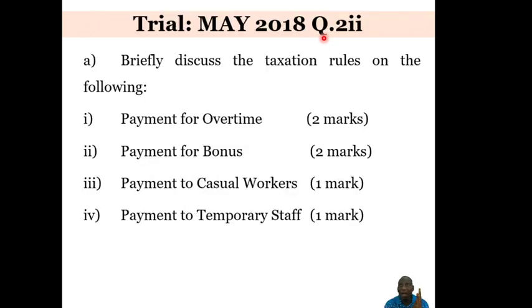So these are some trial questions, May 2018. Briefly discuss the taxation rules on the following: payment of overtime 2 marks, payment for bonus 2 marks, payment to casual workers 1 mark, payment to temporary staff 1 mark. In all, you get 6 marks, and then left with 44 to pass.